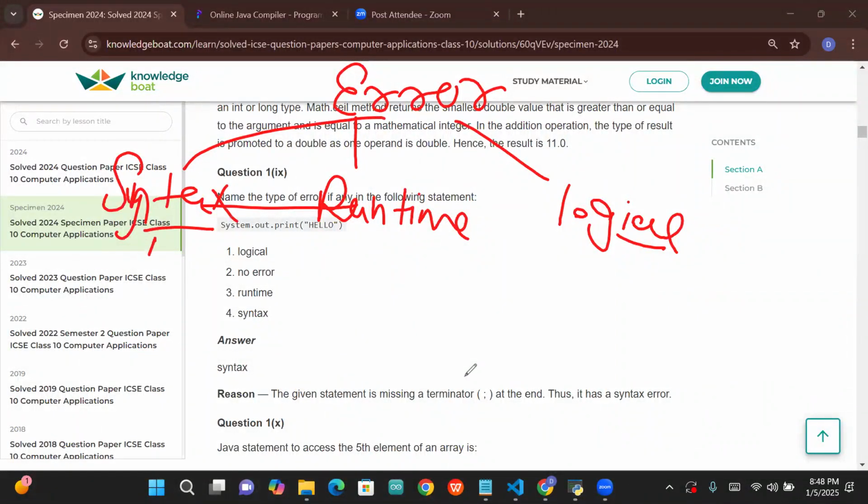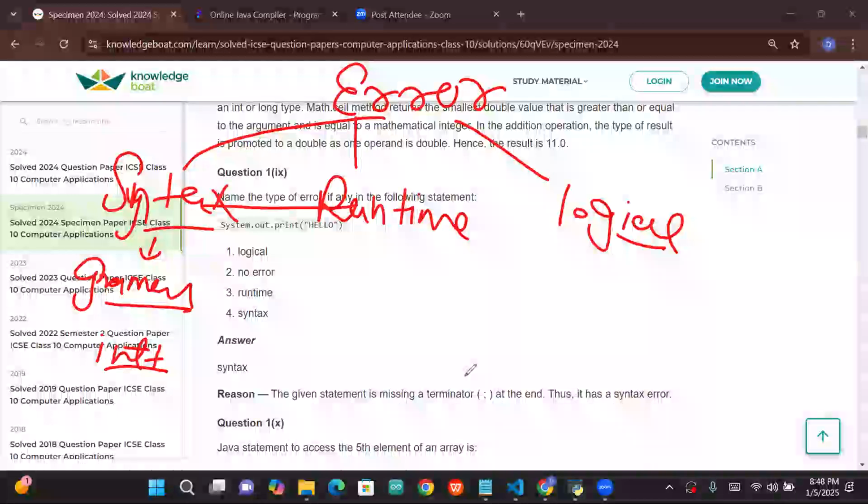Syntax error means a grammar error only. You are not following the grammar, right? Like for integer, you have to write int, but you are writing double t, right? In each and every statement, you have to use a semicolon at the end, right? But you are not using the semicolon, right?